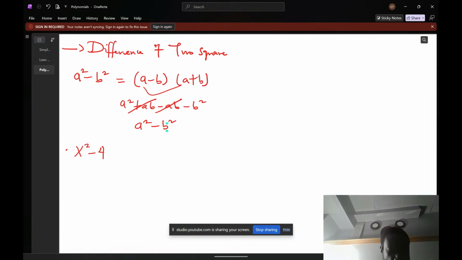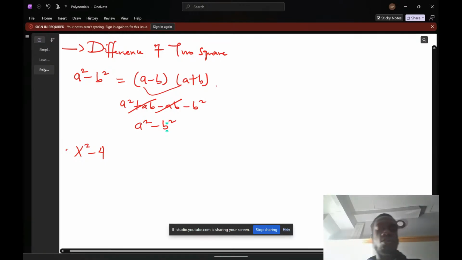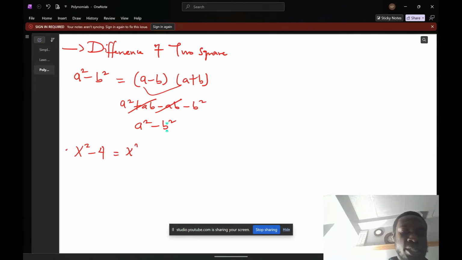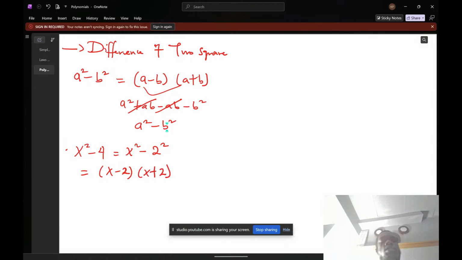We know that the square root of 4 is 2, right? So now we can write it as x squared minus 2 squared. Okay, so it will be x minus 2 into x plus 2. Okay, another one is x squared.